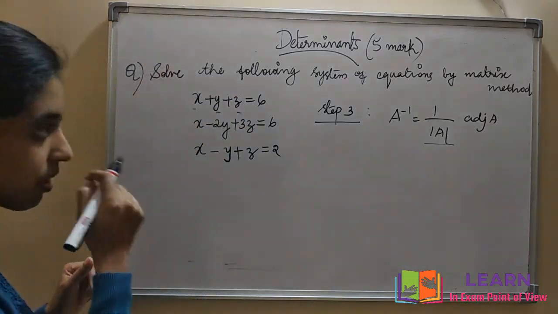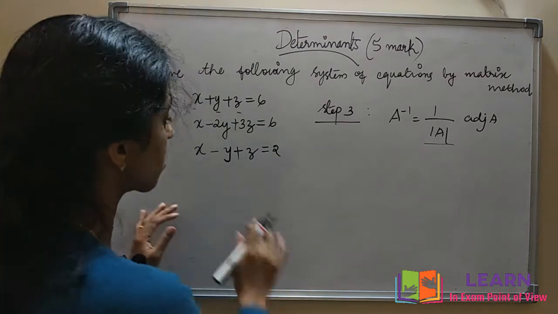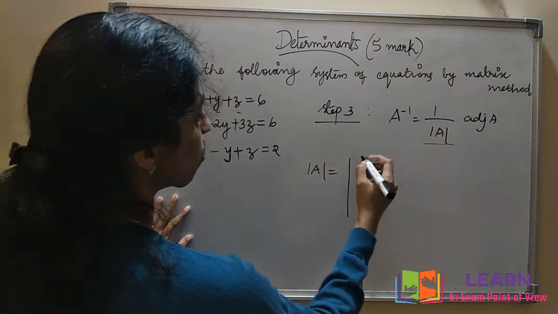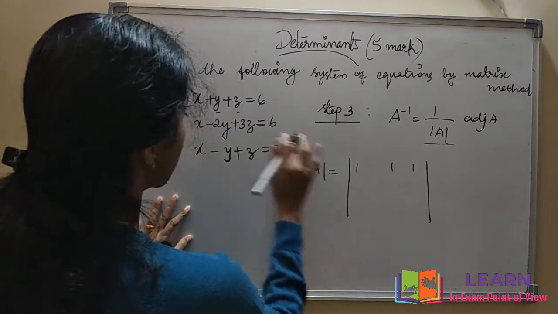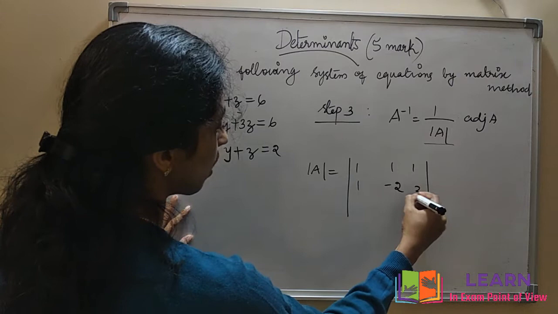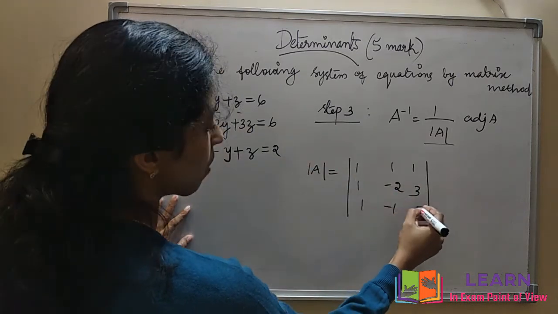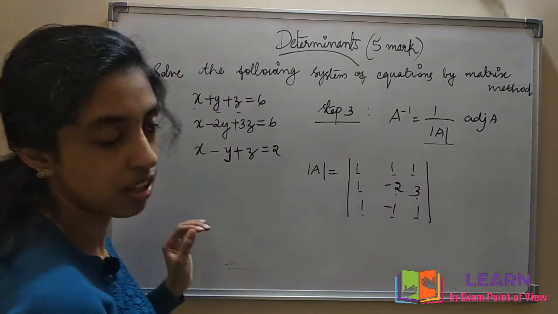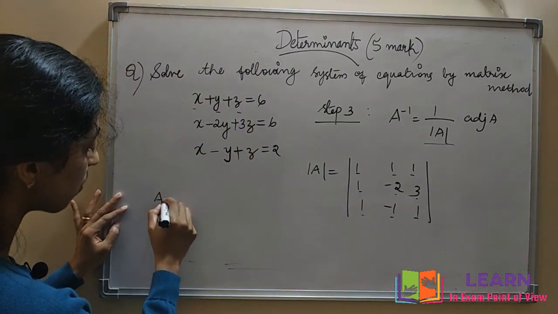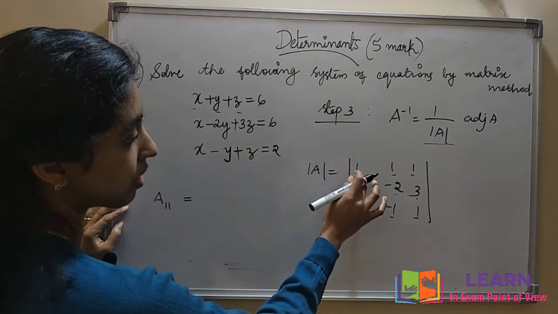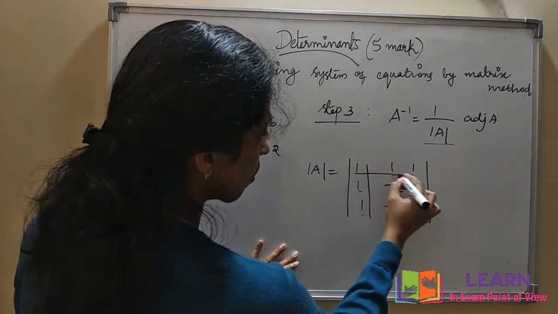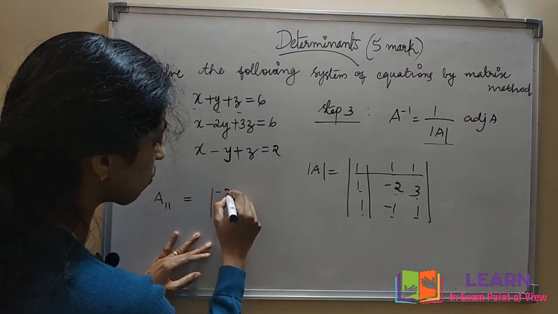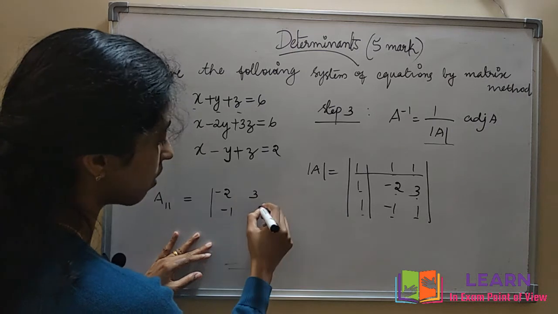So for this determinant we are going to find the cofactors. What was the determinant? Determinant A was: first row elements 1, 1, 1. Second row 1, minus 2, 3. Third row 1, minus 1, 1. For each element we are going to find the cofactors. A11 is the cofactor of the first element. So just hide its corresponding row and column and take this determinant, that is minus 2, 3, then minus 1, 1.